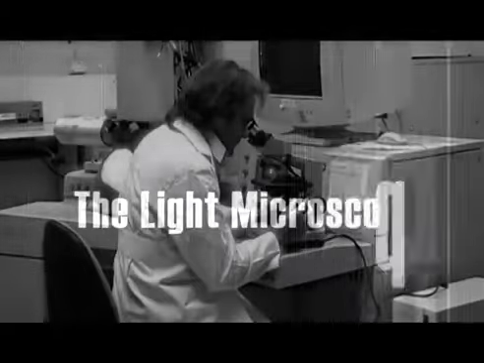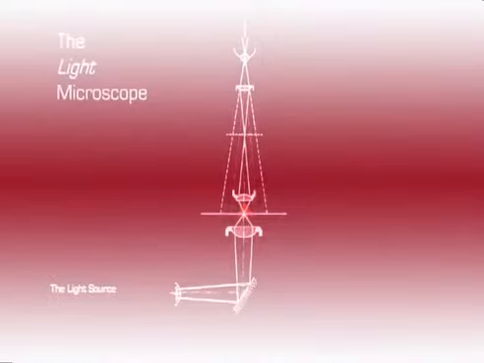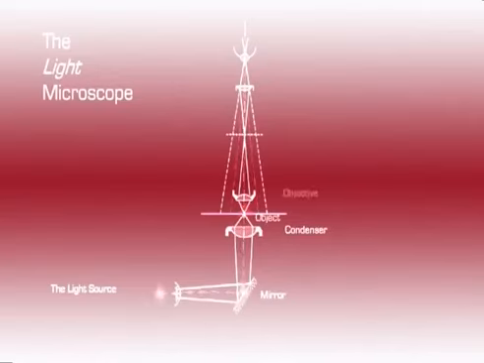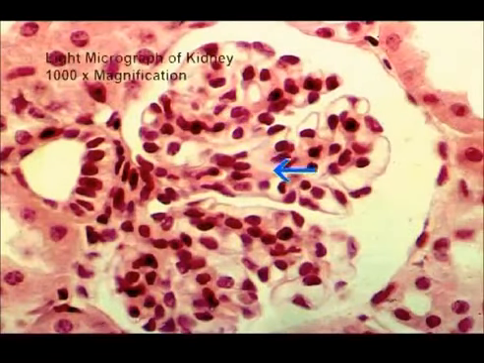The light microscope uses light as its source of radiation. Through a series of glass lenses, the light produces a magnified image of the specimen. This is a photograph of the kidney, taken at 1000 times magnification using a light microscope. This is the maximum useful magnification achievable with this system.